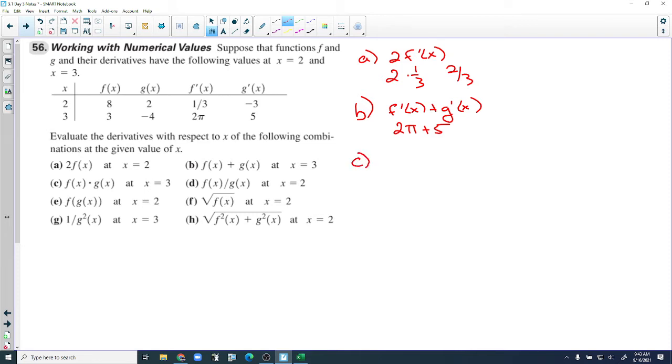Everybody good? Letter C, it's the product rule now, so it's first times the derivative of the second plus the second times the derivative of the first. We're at 3 now this time. They switched it up. We're at 3. F and g prime, that's 15. G and f prime, that's negative 8 pi. So 15 minus 8 pi.